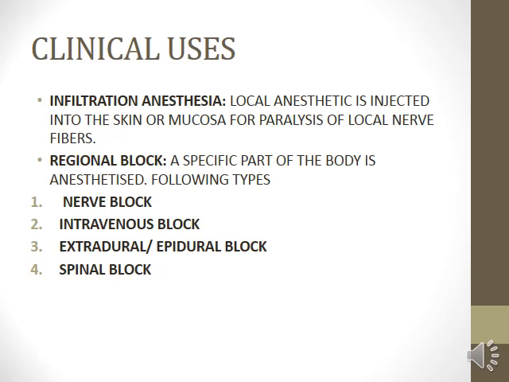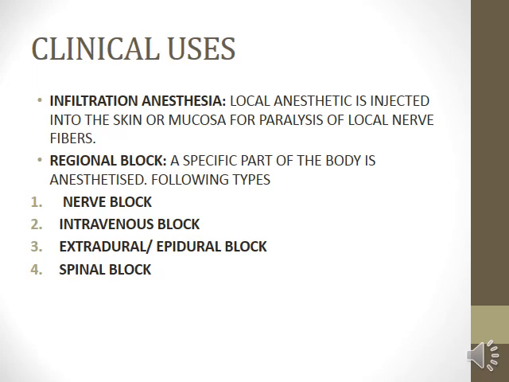Number one is the nerve block. In the nerve block, the local anesthetic is injected near the nerve, or the injection is made directly into the nerve. This will cause anesthesia in the area of supply of that particular nerve. For example, facial nerve block, pudendal nerve block, paravertebral block, or brachial plexus block, etc. So this was about the nerve block.